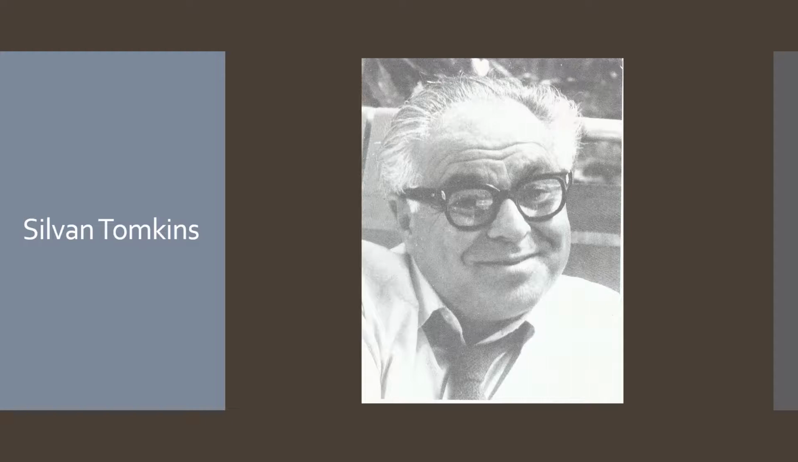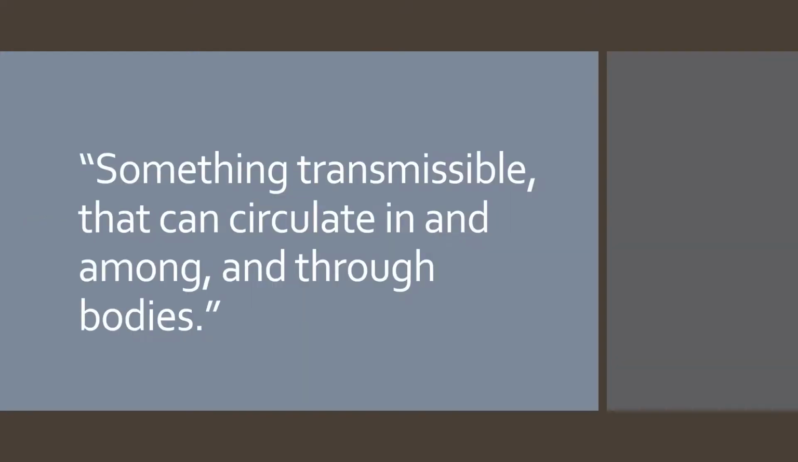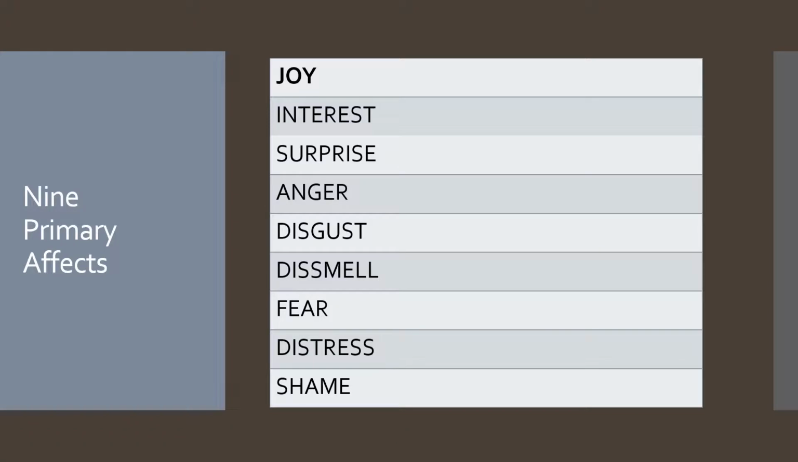The theory is about experience and emotion, and as Abby Kluchin describes, it's kind of like an energy and charges that affect the body. It's an objective way of thinking of emotions as something transmissible that can circulate in and among and through bodies. There are 9 primary affects, according to Tompkins, and those are joy, interest, surprise, anger, disgust, dismay, fear, and shame. They are experienced by all humans, any age, any background, according to this theory. In fact, Tompkins theorized this based on studying his own child's emotions.